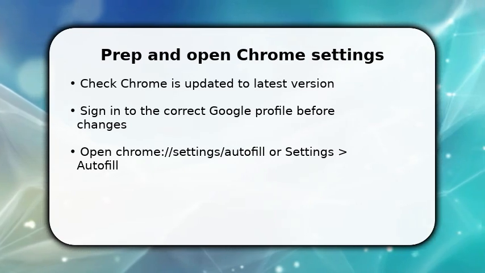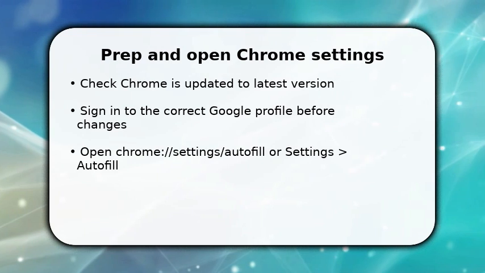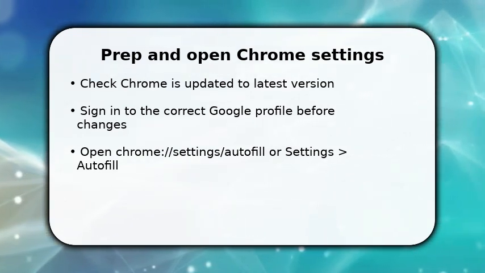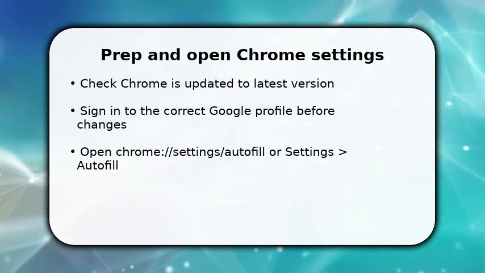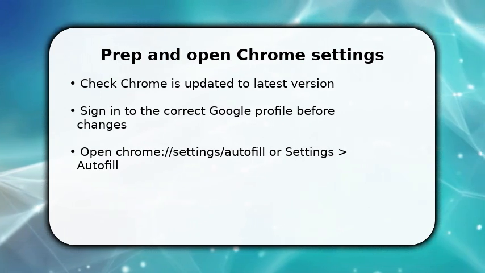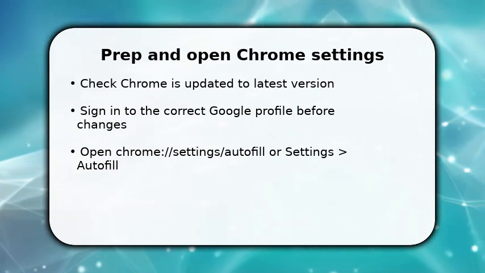You'll start by confirming Chrome is current and you're signed into the profile whose password manager you'll remove. Once done, open Settings and navigate to Autofill or type chrome://settings/autofill to jump straight there. Make sure you have any important passwords exported or noted because you'll disable or remove stored data soon.